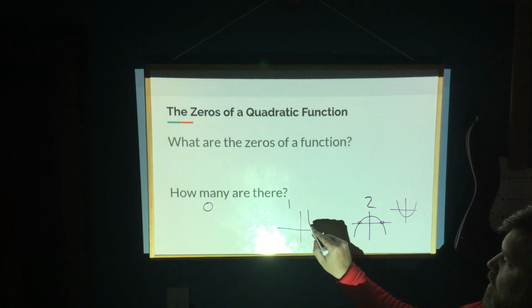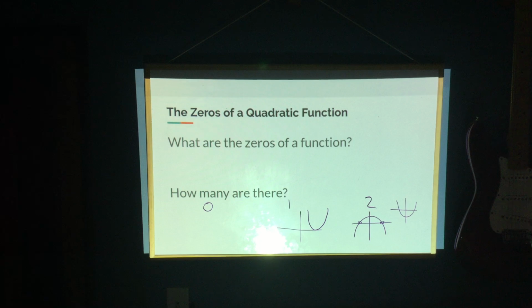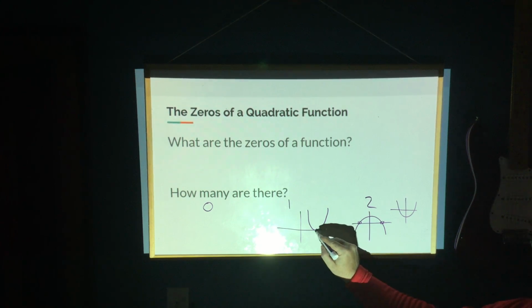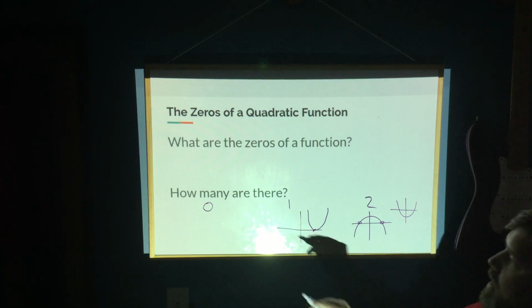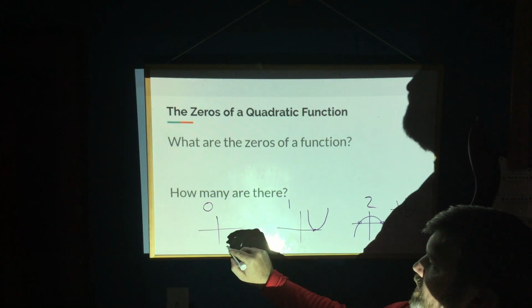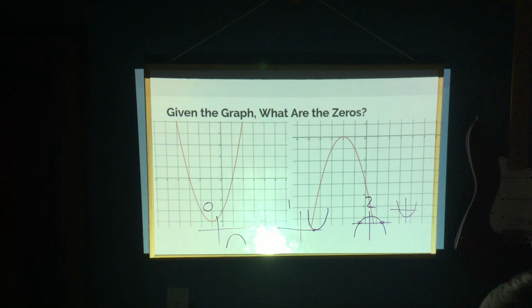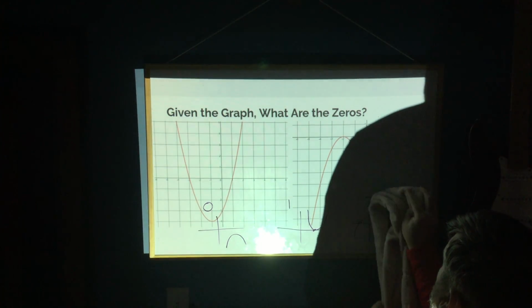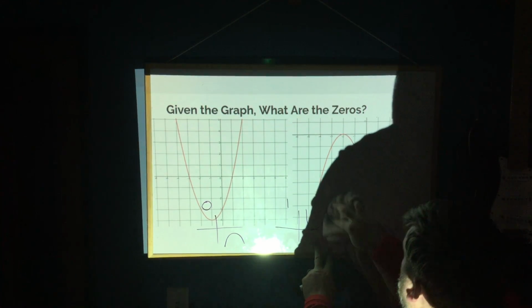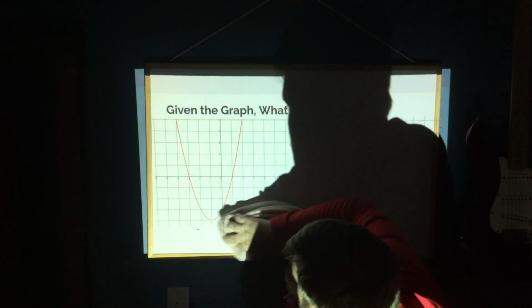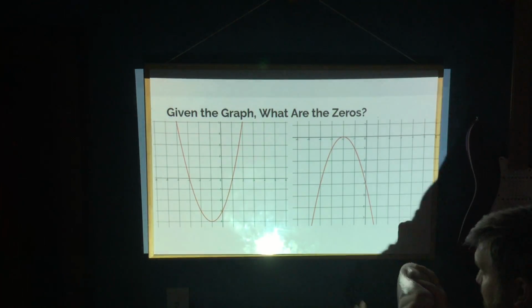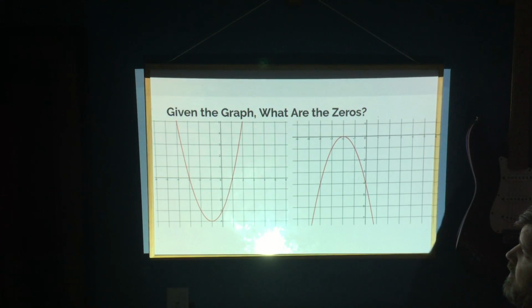You can have 1 zero if the vertex is on the x-axis. You only have 1 zero there. Or you can have no zeros, where it never crosses the x-axis. All right, so you can have 0, 1, or 2. Not 3, not 4, 0, 1, or 2. So these are pretty easy to find when you're given a graph. Little foreshadowing there. Eventually we'll find them without a graph, but not in this section. That'll be a later time.